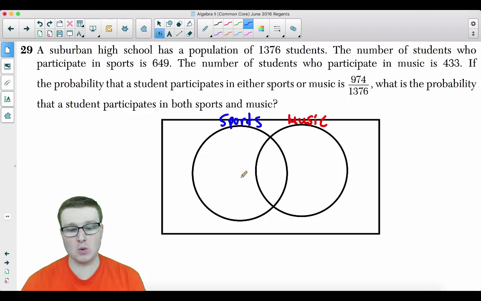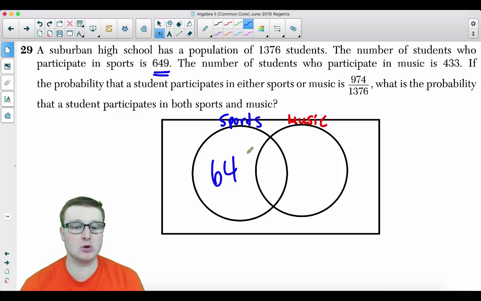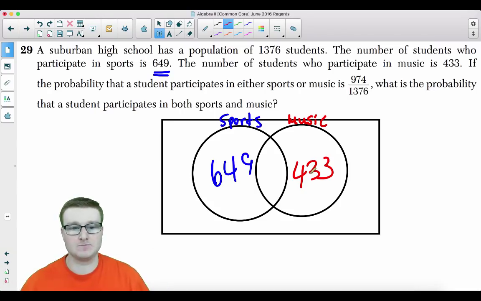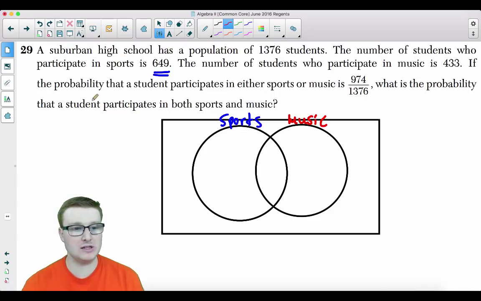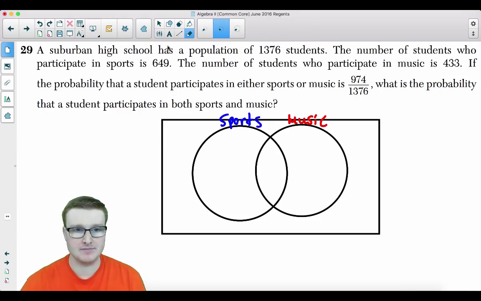So for sports, we don't know how many people there are. Now it says here the number of people who participate in sports is 649. But the problem is here, people, that you can't just put in 649, 433, call it a day, and walk away. No. Because it's asking you specifically, what is the probability that a student participates in both sports and music? Some of these kids in the 649 and the 433 could participate in both. So what we need to do is this.